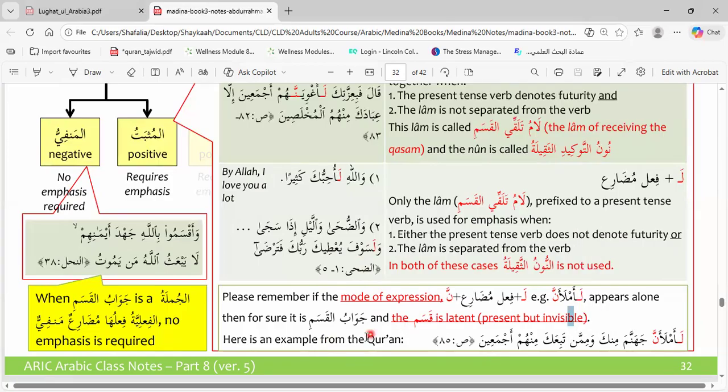When a jawab al-qasam is a jumla, there's no emphasis required. Al-jumla al-fi'liya here, so there's no need to emphasize that.